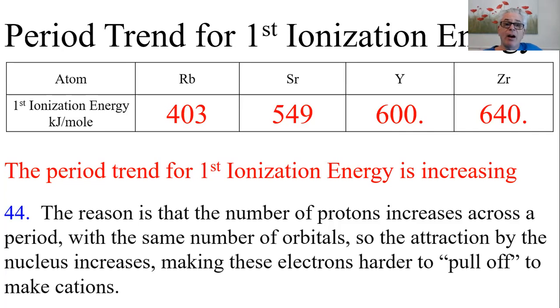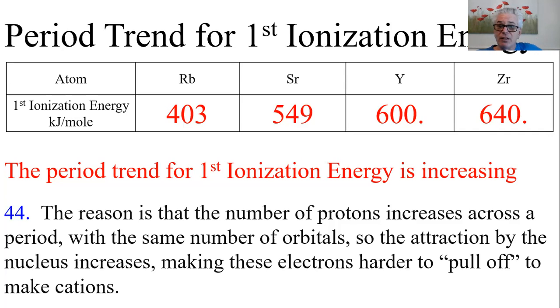The reason for this is when you go across a period, you have the same number of electron orbitals. Every atom you go across, you are adding electrons, but you're adding them to the same number of orbitals. You're also adding an extra proton to the nucleus. So the nucleus gets more and more positive. You get more and more protons with the same number of orbitals. And yes, there are more electrons, but they're in the same number of orbitals. So the inward attraction, the positive pulling on those electrons, pulls tighter and tighter.